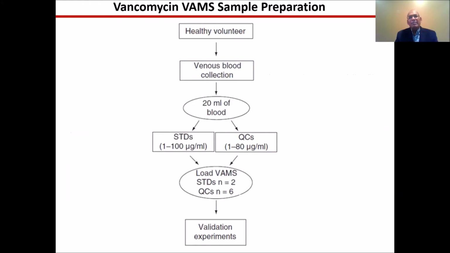This is a typical scheme of how the validation studies are done. So we collect blood from a healthy volunteer, then we prepare calibration standards and quality control samples within the range indicated here. And again, based on FDA guidance, we prepare 2 sets of calibration curve and 6 sets of quality control samples, and perform 3-day validation and several other standard validation experiments.